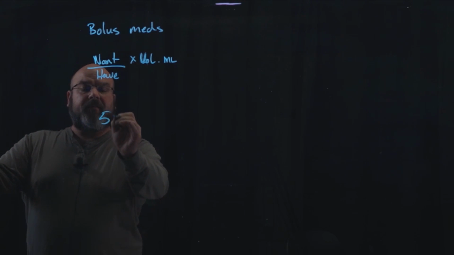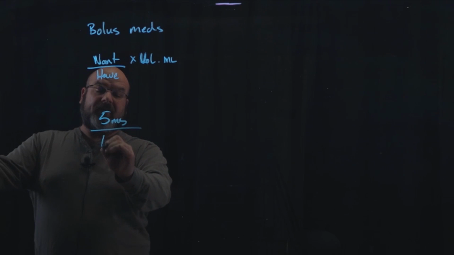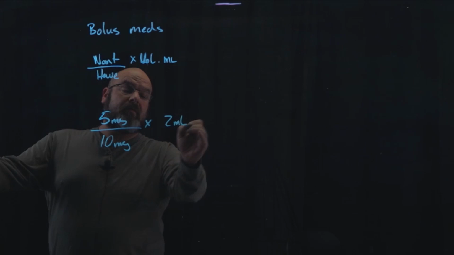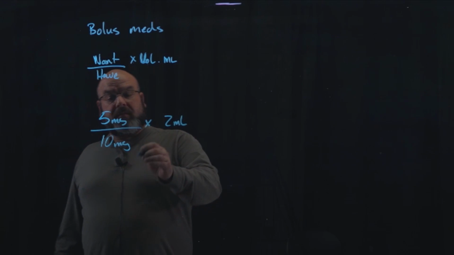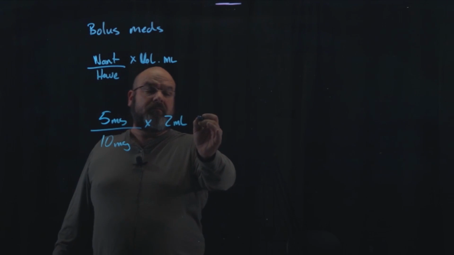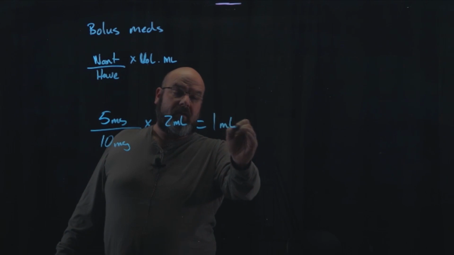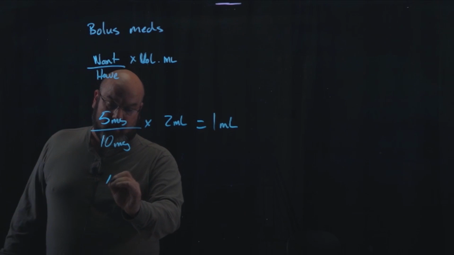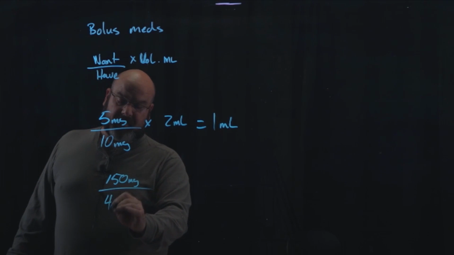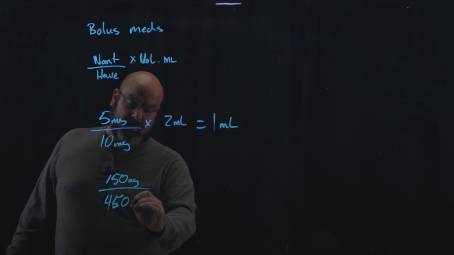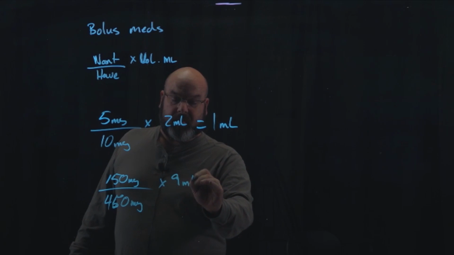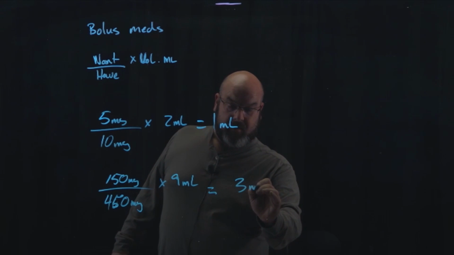So we want to give 5 milligrams. We have 10 milligrams in 2 ml. So we know that there's 5 in each ml. So that's easy, 1 ml. Say we want to give 150 milligrams of amiodarone. It comes in 450 milligrams per 9 ml equals 3 ml.